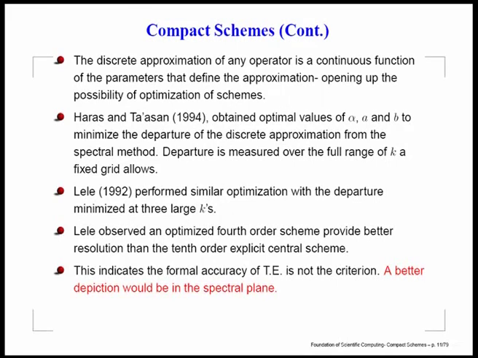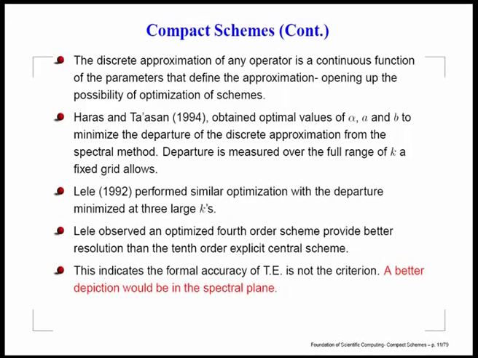That's what Haras and Tassan did. They did optimize a scheme for evaluating the first derivative by minimizing the error committed by this approach with respect to the spectral method, and they tried to look at the full range of k for the wave equation only, and that was somewhat different than what Lele tried to do earlier. He also tried his hand at optimization, but because there were three equations and three unknowns, he looked at the departure at three values of k, and from there he obtained the values.